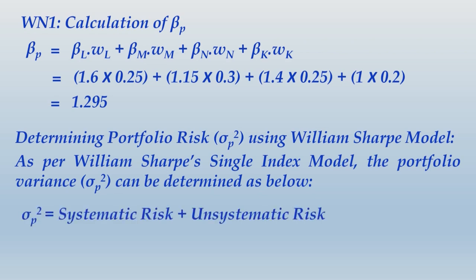Sigma p squared will be systematic risk plus unsystematic risk. You may write up the notation for computing systematic and unsystematic risk both. So after making calculation of portfolio beta, you will write up this equation. And ahead in the solution, we would substitute all these values. We will also need to determine sigma e squared value for the entire portfolio. But before we do all that, do one thing. First, write up this much that is appearing on screen.